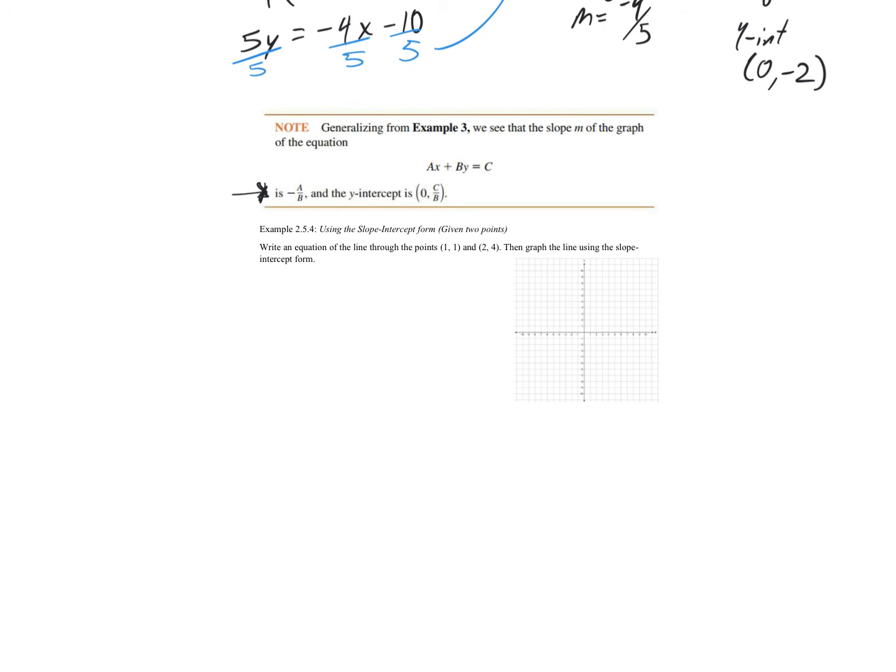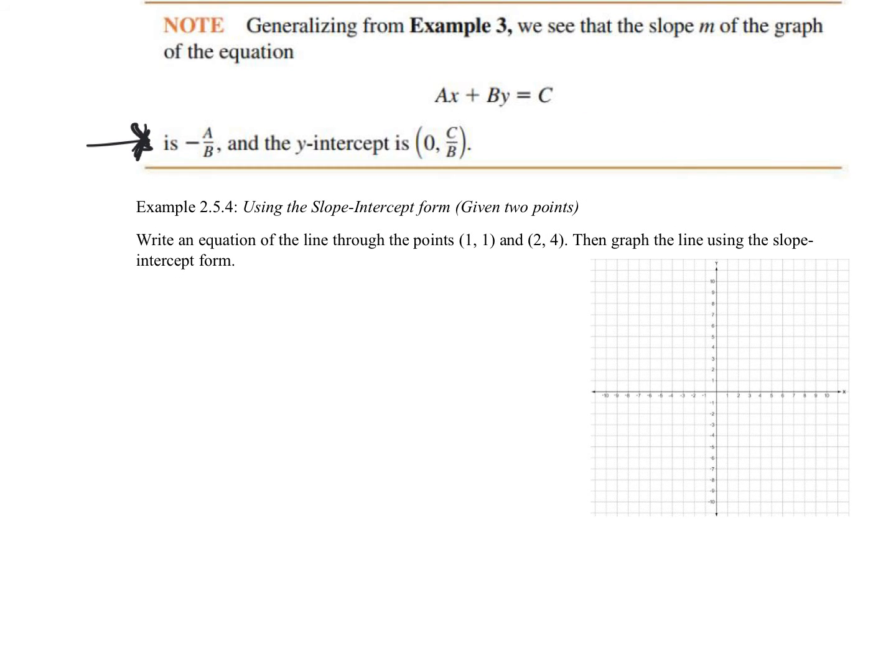Okay, all right, so now they're asking us, can we write a line through the points (1, 1) and (2, 4)? And then can we go ahead and express that in slope-intercept form? So the easiest thing to start with is, of course, let's find our slope. Okay, so here we go. We've got 4 minus 1 over 2 minus 1, and I get 3 over 1, which gives me a slope of 3, right? And so with this slope, we're now going to be able to set up our basic equation.